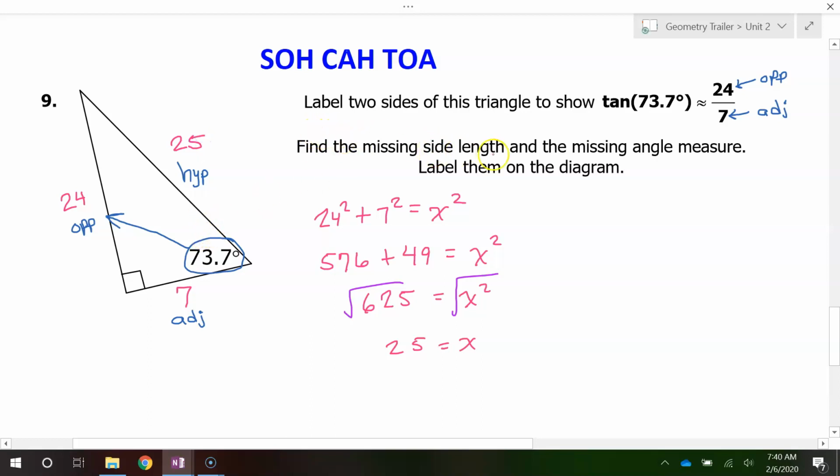All right, so we found the missing side length. Now, the missing angle, we have now learned we don't have to deal with 180. We have 90 degrees here. That means that the other two angles have to add up to 90. So the easiest thing to do is simply to do 90 minus 73.7. And that is 16.3. So that's it for number 9.